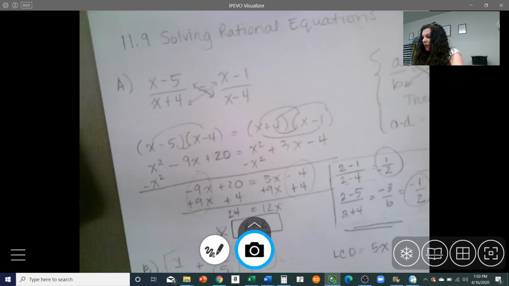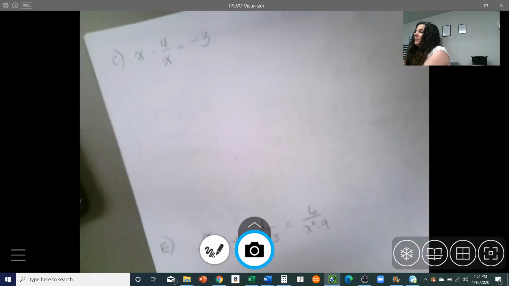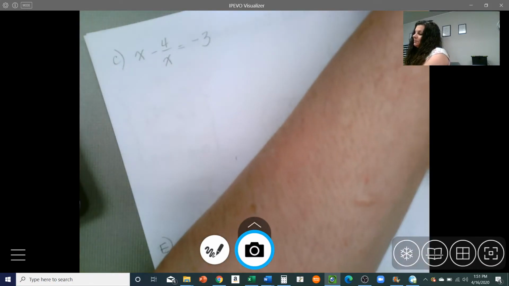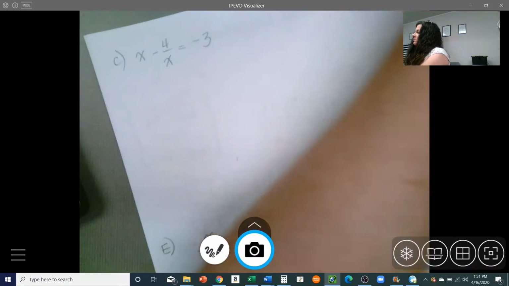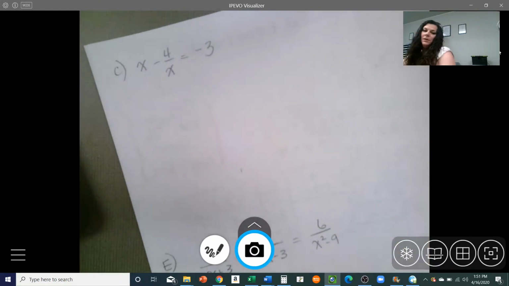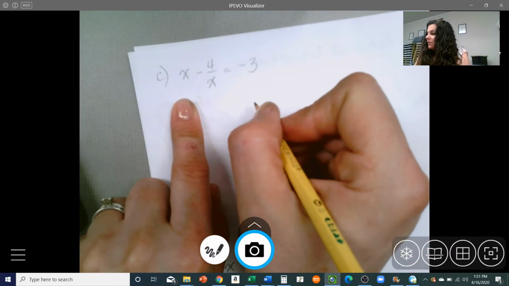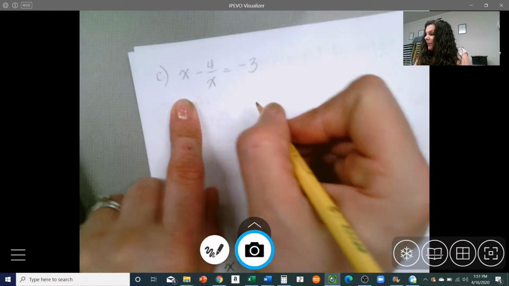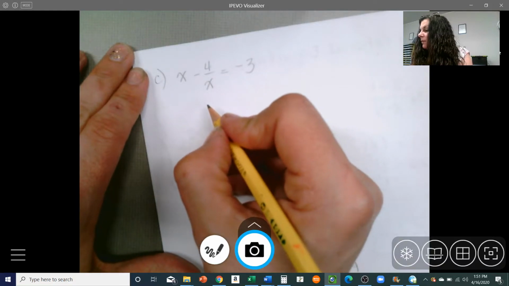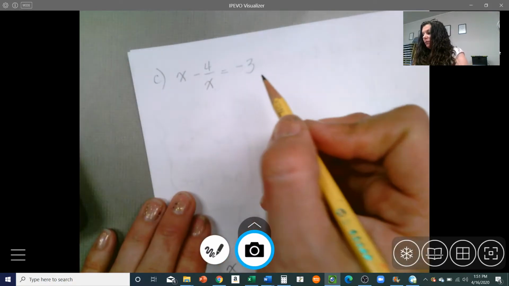Now we're going to look at one where there's an issue when you solve it. Maybe not. No, not this one. This one doesn't have an issue, but we still want to check. Okay. So we're doing C. And so here's C. x minus 4 over x equals negative 3.